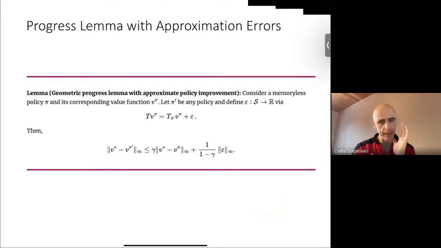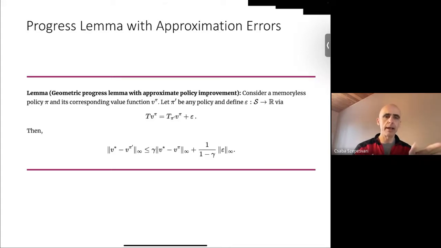Okay, so this was what we covered the last time. So now we're going to look into what happens with the policy iteration algorithm. The policy iteration algorithm works by choosing a policy, evaluating it approximately, and then taking a greedy policy with respect to the derived value function.